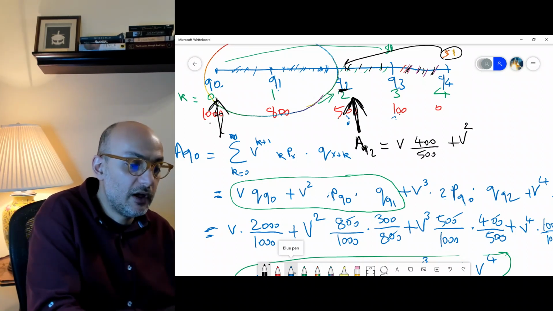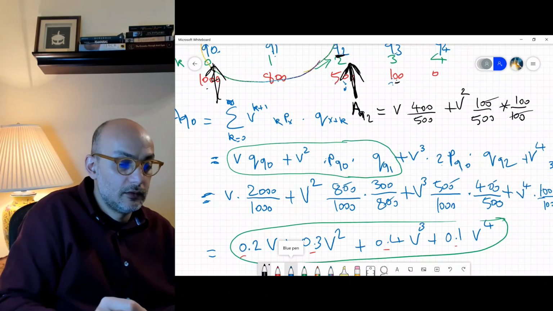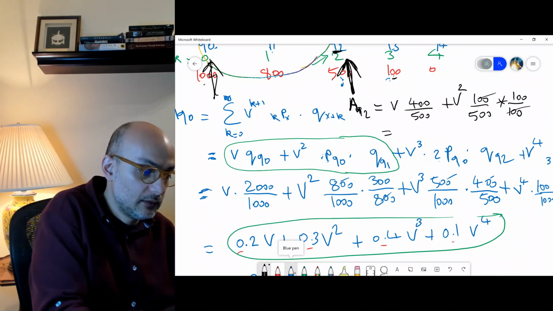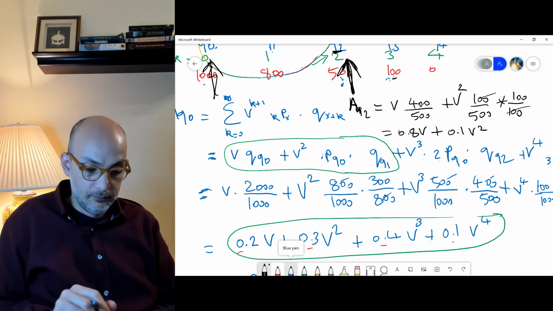And then we need to survive from 92 to 93. So the survival will be 100 over 500, multiplied by death happens here. So we start with 100 and all of them die. So it will be 0.8 V plus 0.1 V².